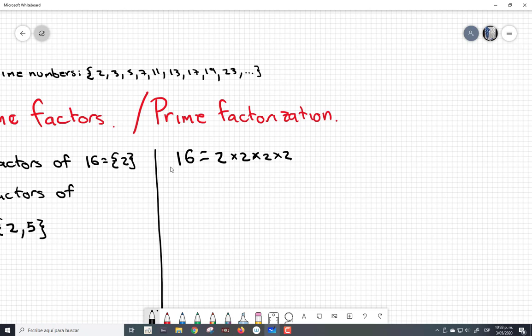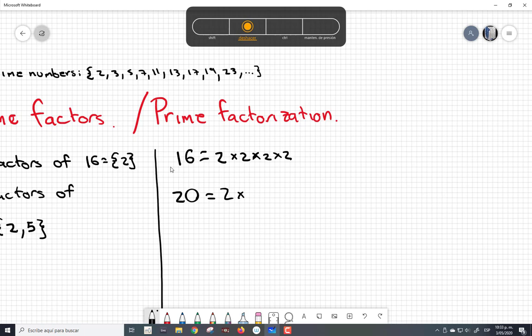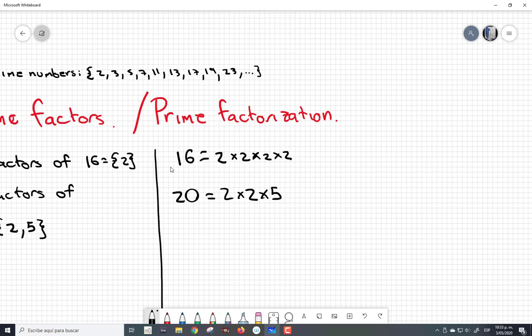Okay, we can also do it with the 20, but we cannot say that the number 20 is 2 times 5. No, the number 20 is instead 2 times 2 times 5. This is a unique combination of prime numbers that if you multiply, you get the number 20. Okay, this is the prime factorization of 16, and this is the prime factorization of 20.